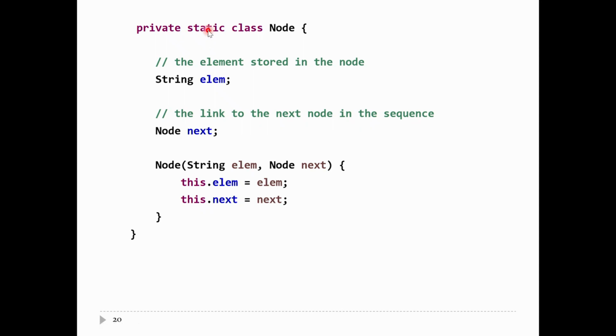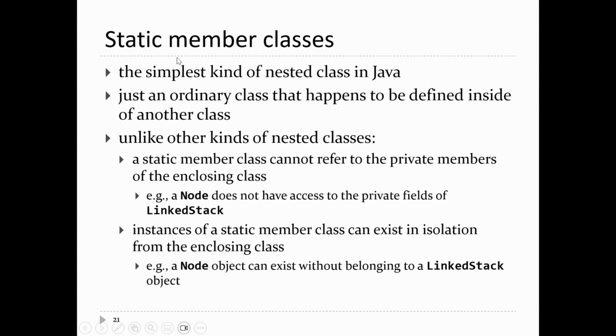A static class is different. It's not an inner class. It's called a static member class, the simplest kind of nested class in Java. It's the simplest class that you can define inside of another class. If you have a static nested class, it's just an ordinary class that happens to be defined inside of another class. It's as if you had created a class and decided to plunk it inside of another class. You can use it as though it were its own class.